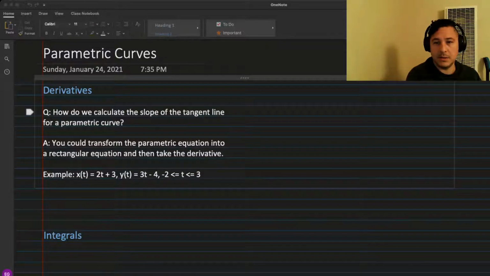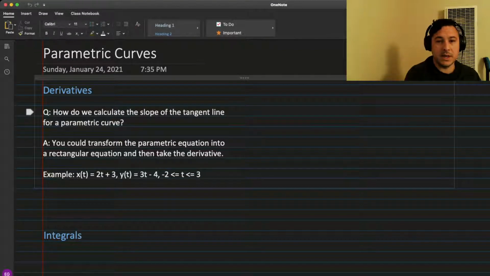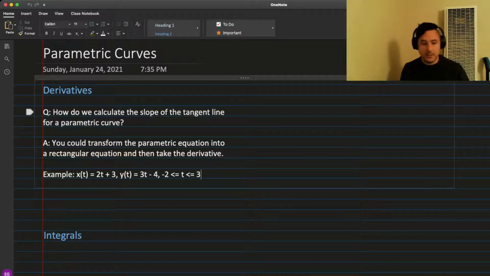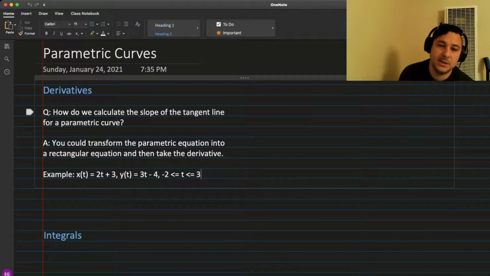Okay, so today we're moving on to chapter 1, section 2. We're going to talk about parametric curves. So we already talked about parametric equations.